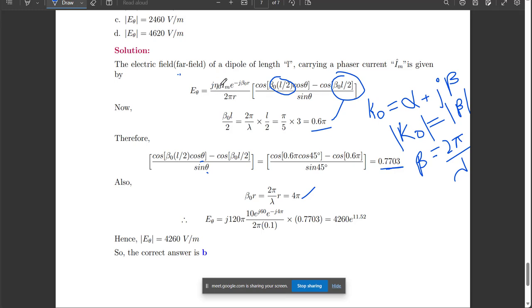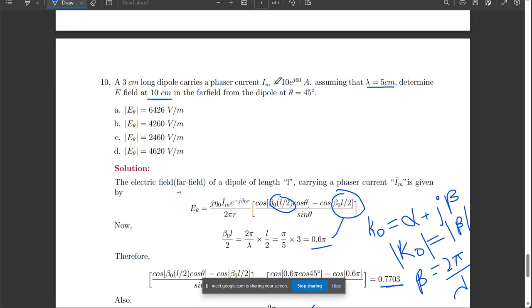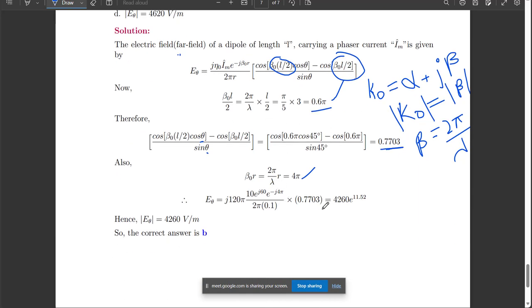Again, here eta naught is 377 ohms or 120 pi. So j eta naught I m is given to you in this term. All the other values are given to you. E theta will be 4260 e to the power of 11.52.